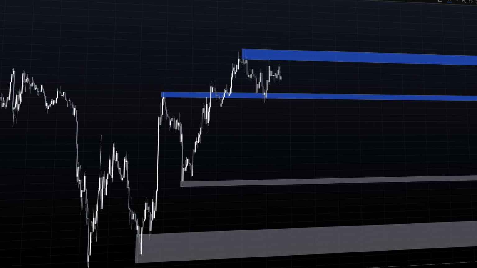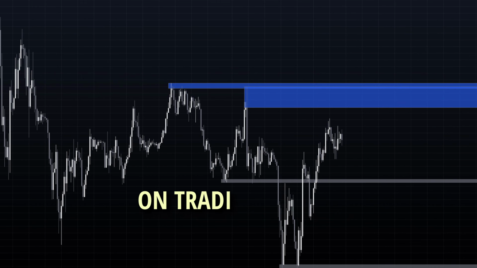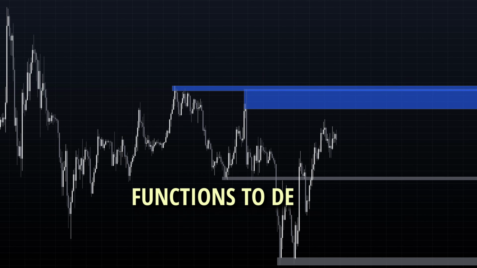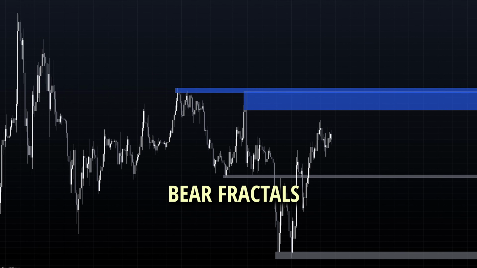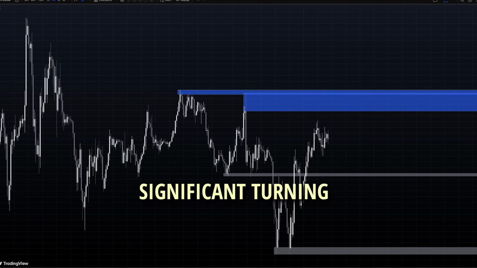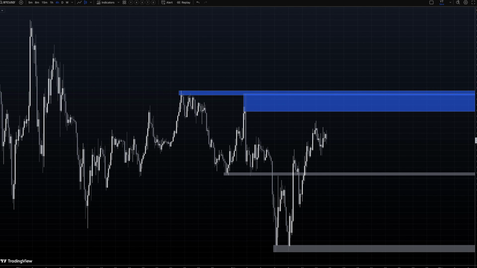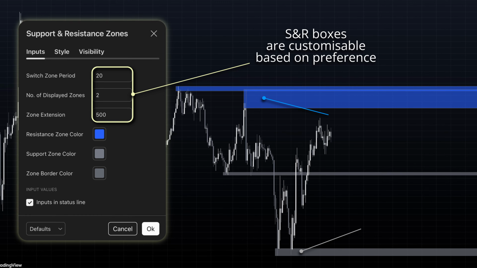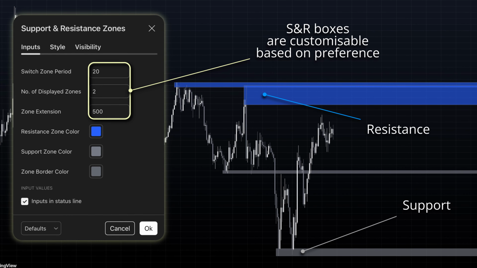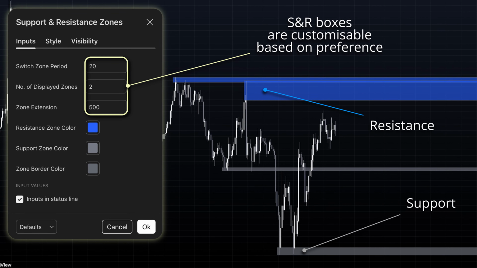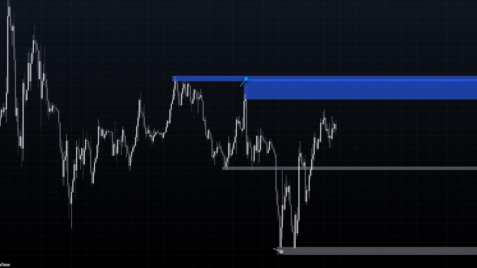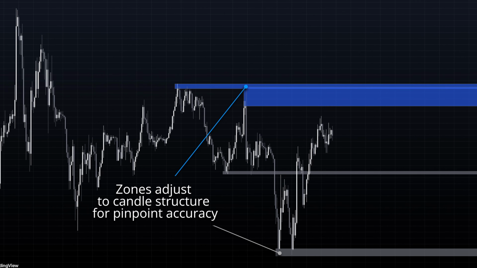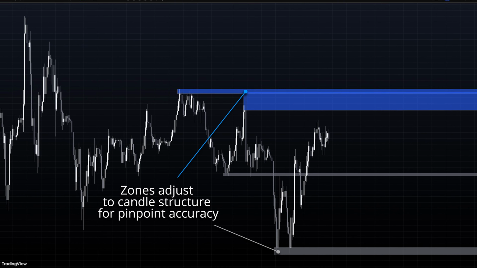or consolidate. The core functionality relies on TradingView's pivot high and low functions to detect bull and bear fractals, which represent significant turning points in price action. The indicator then draws customizable boxes that extend forward from these points, with resistance zones marked above price and support zones below. Each zone adapts to the specific candle structure at the pivot point for more precise level identification.